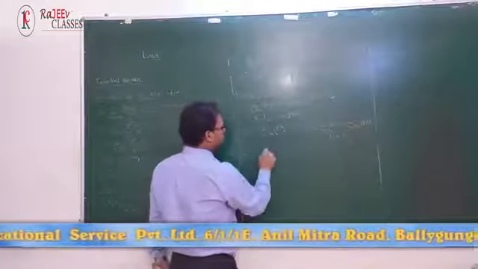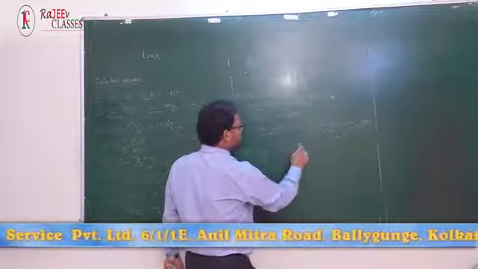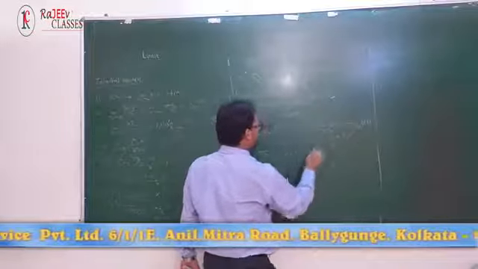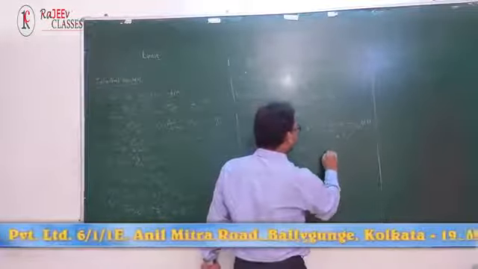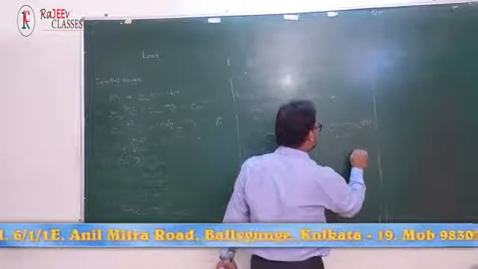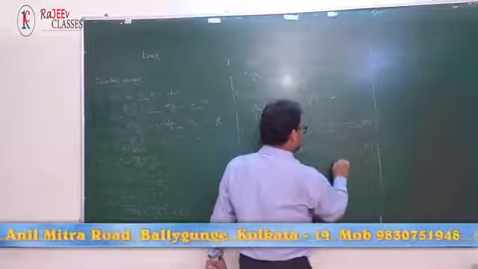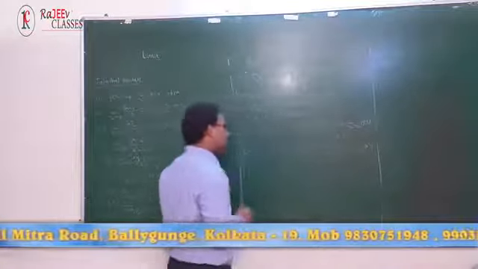Number 2, limit x tends to a of f(x) multiplied with g(x) is the same as limit x tends to a of f(x) into limit x tends to a of g(x). That is equal to L1 into L2.